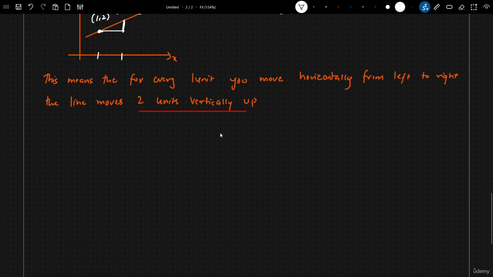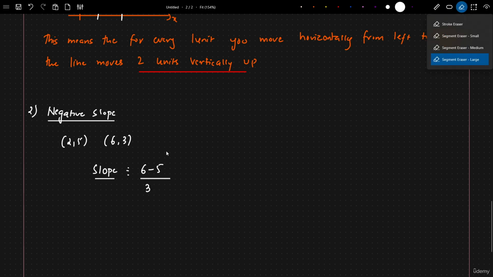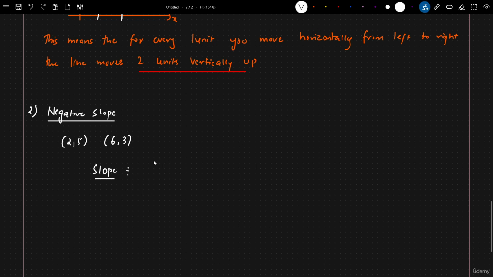Okay. Let's take another example, and this example will be specifically for negative slope. Let's consider that I have 2 coordinates on a line: (2, 5) and (6, 3). Now, if I want to calculate the slope, it will be 6 minus 5 divided by 3. Sorry, my y2 is 3, right? So my y2 is 3.